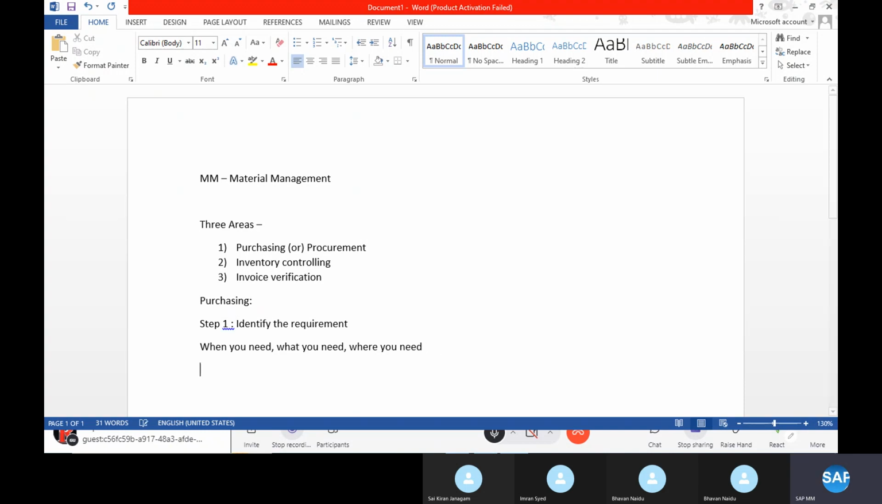Now let's assume that I have a material number, material A. I need material A, which I need 1,000 quantity, and when you need, let's say 26/07/2022. And where you need, suppose I have the plant which is located in Kukatpalli. Now this is my requirement, just basic level information. So I got this requirement, they requested that these are the products I need. Now I got what I need.